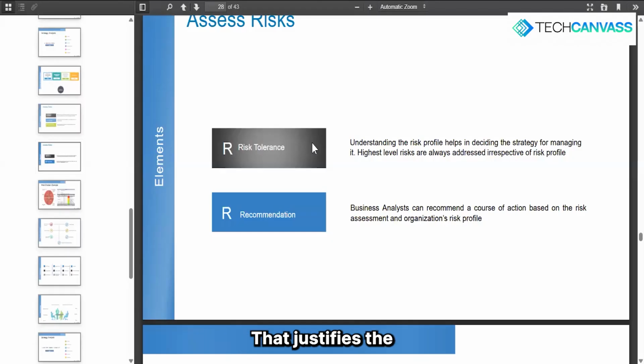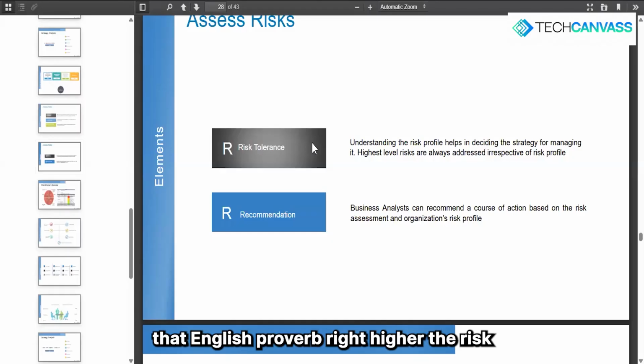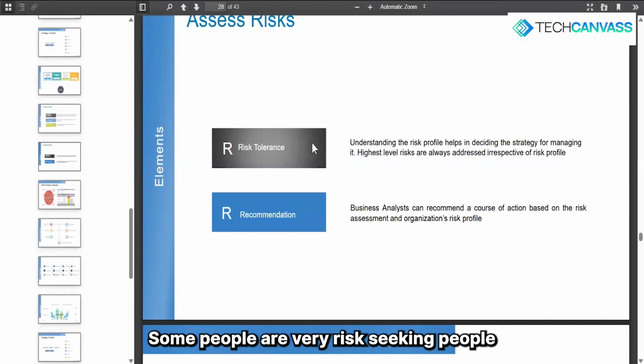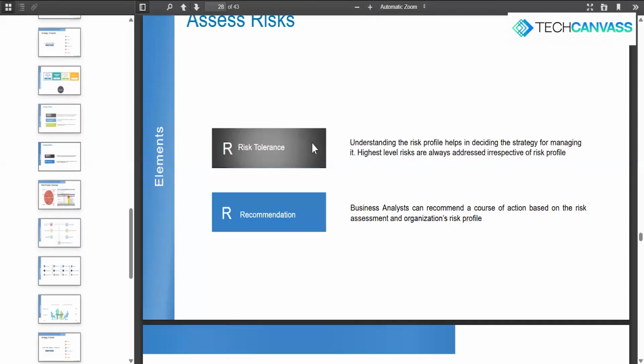That justifies that English proverb: higher the risk, higher the gain. Companies have this attitude. People have this attitude. You might have seen individuals who are very risk seeking. They will do startups. They will do everything. They don't care about risk. So this part is very important. You should know the risk tolerance. You will have questions around it.